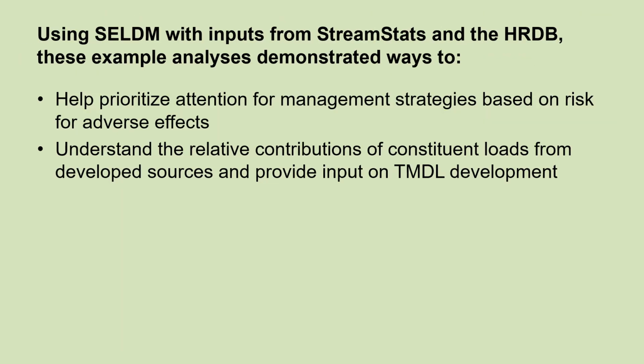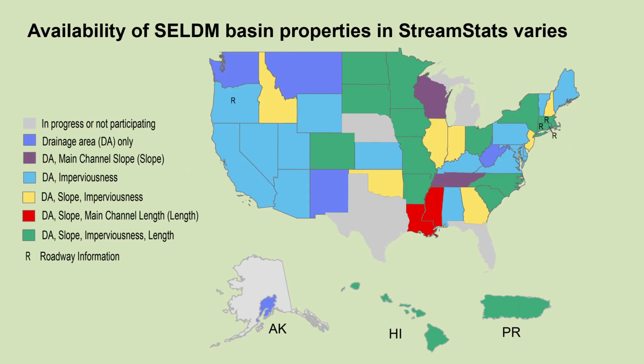So just a quick recap, using SELDM with the inputs that we were able to get from StreamStats and the highway runoff database, the two examples demonstrated ways that we can help prioritize attention for management strategies based on risk for adverse effects. And it also helped us understand the relative contributions of constituent loads from developed sources, and again, provide input on TMDL development.